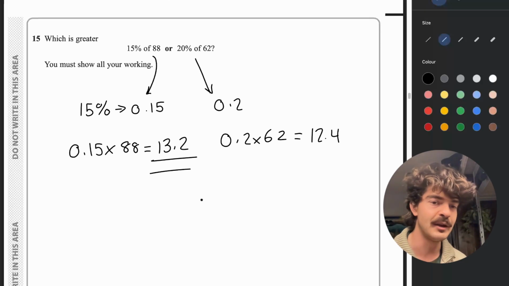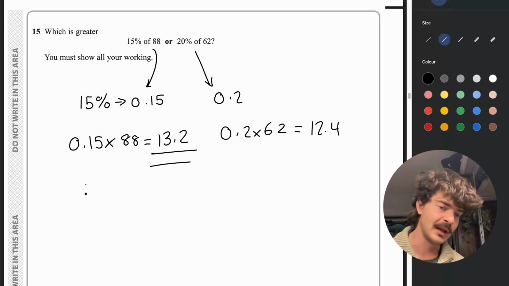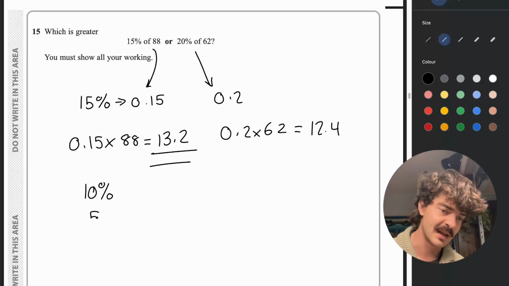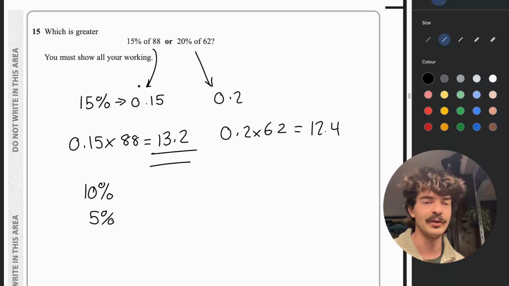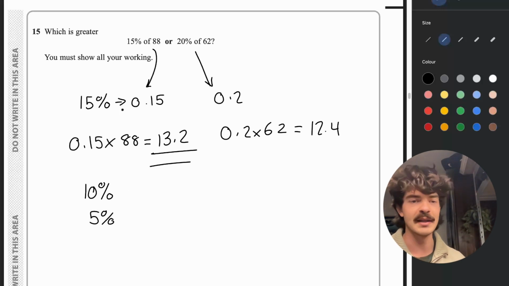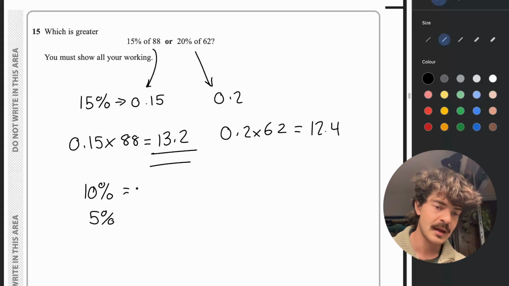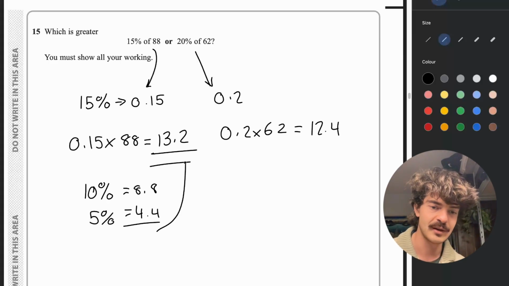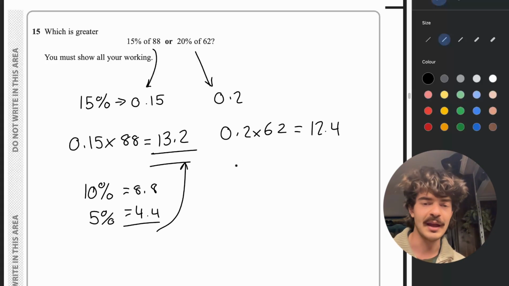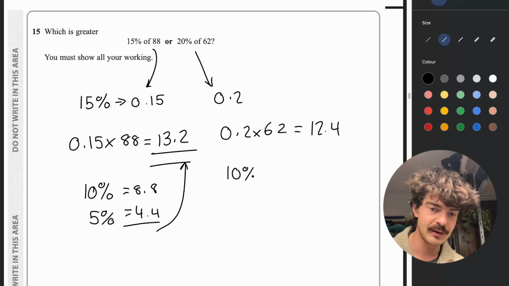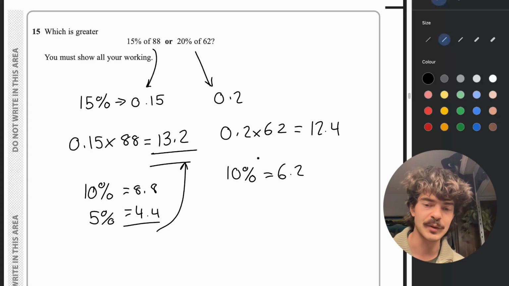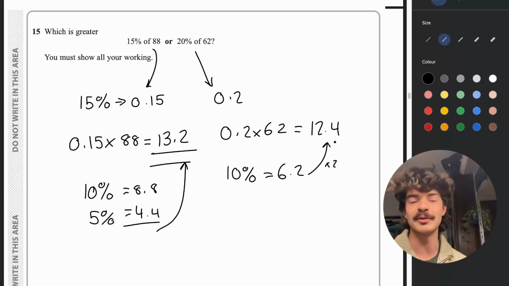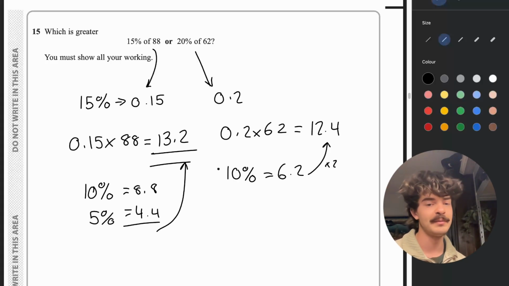I'm also sure that many of you might have gone for the old find 10%, find 5% method as well. I'll run through that quickly. So if you found 10% of 88, that would be 8.8. And therefore 5% would be 4.4. Add those together, lo and behold, you get the same thing. And over here as well, you can find 10% dividing by 10, which would give you 6.2. Then to get your 20%, all you're going to do is times this by 2, and you're also getting 12.4, right? So you can do it either way.